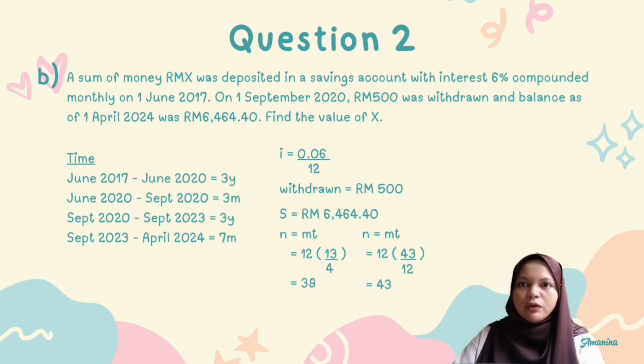Question 2B. A sum of money RMX was deposited in a savings account with interest 6% compounded monthly on 1st June 2017.